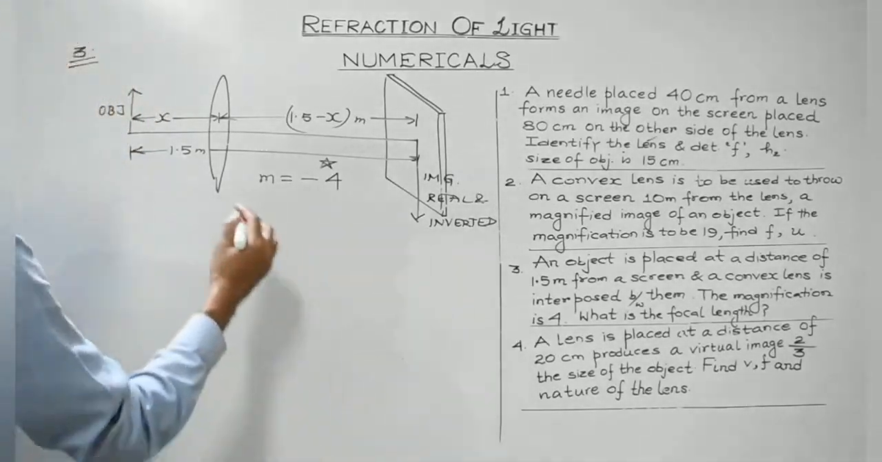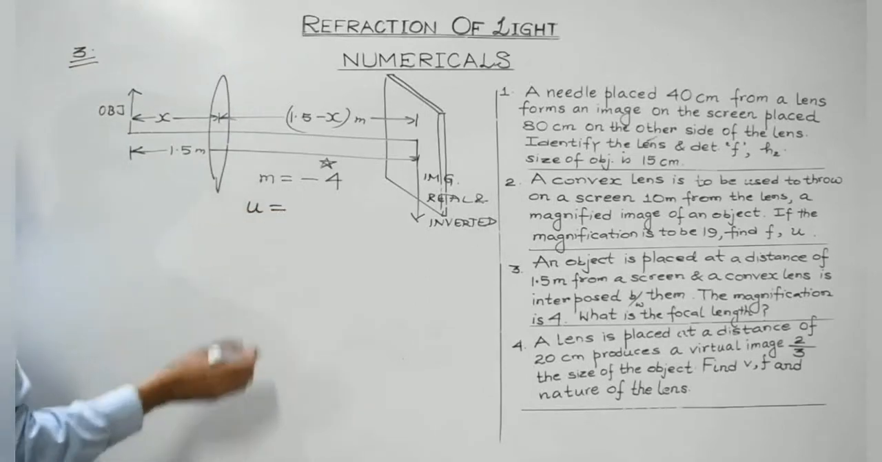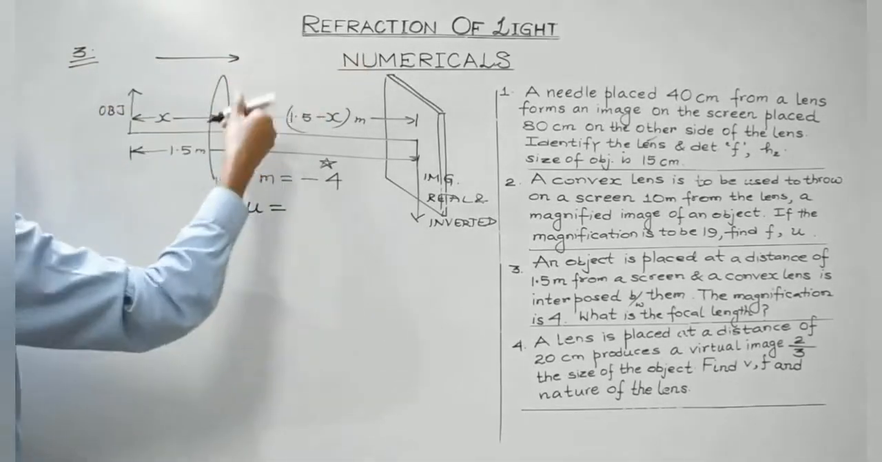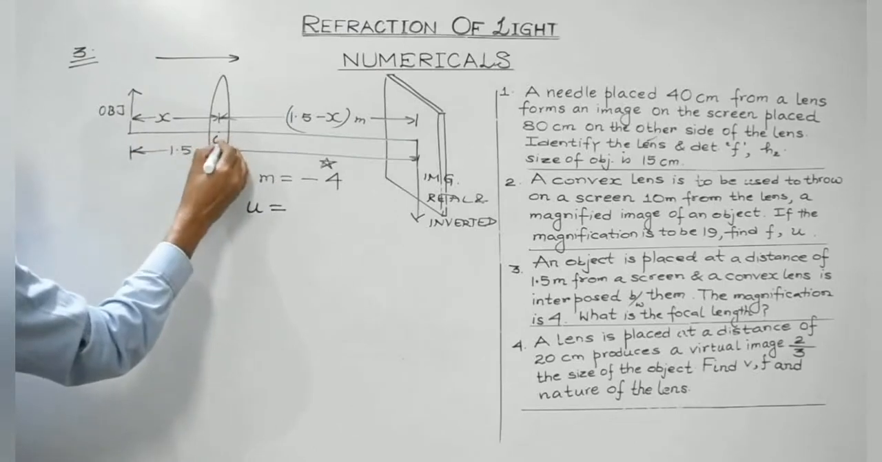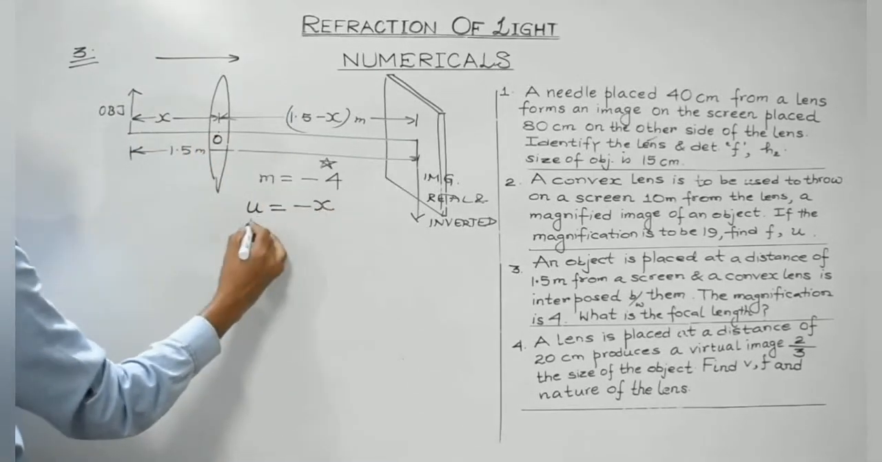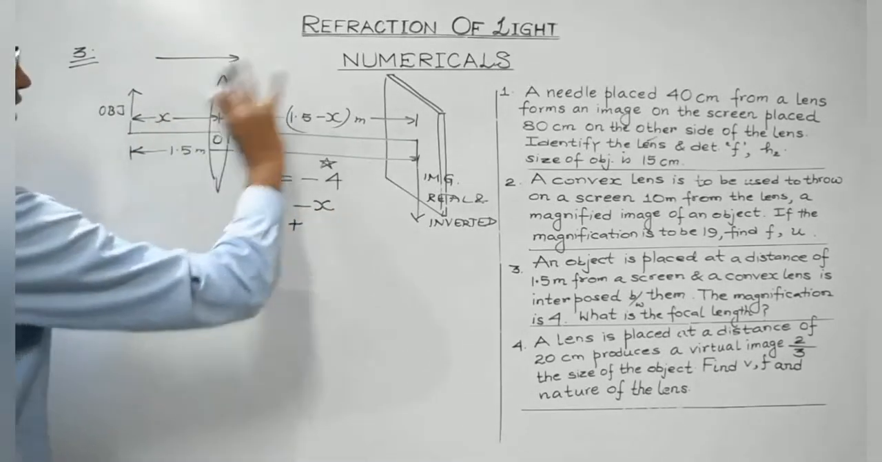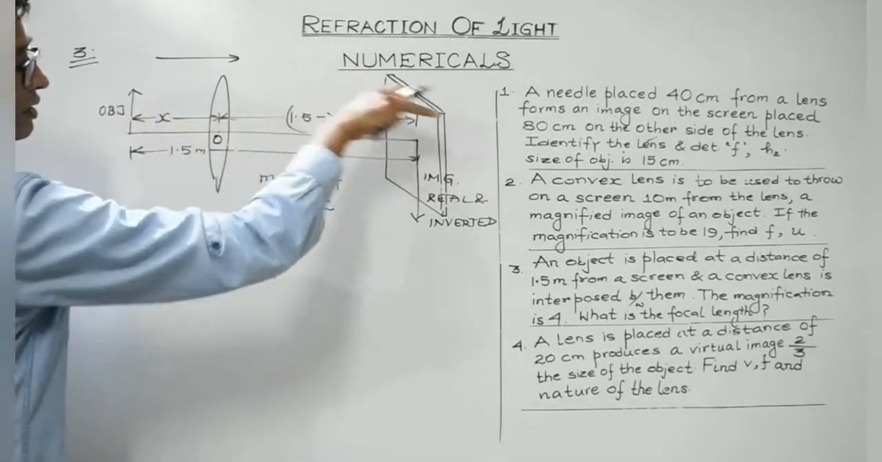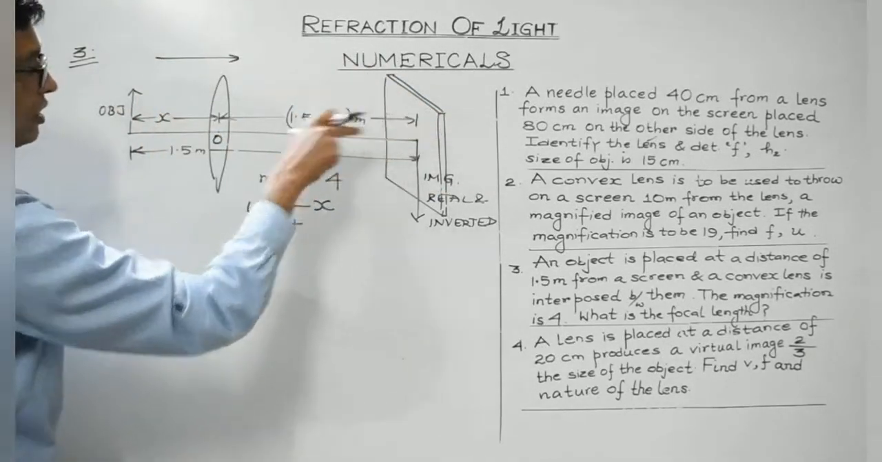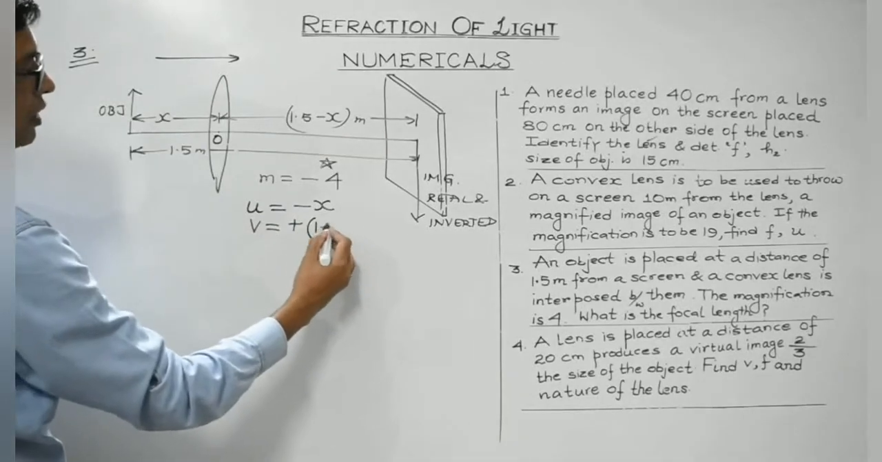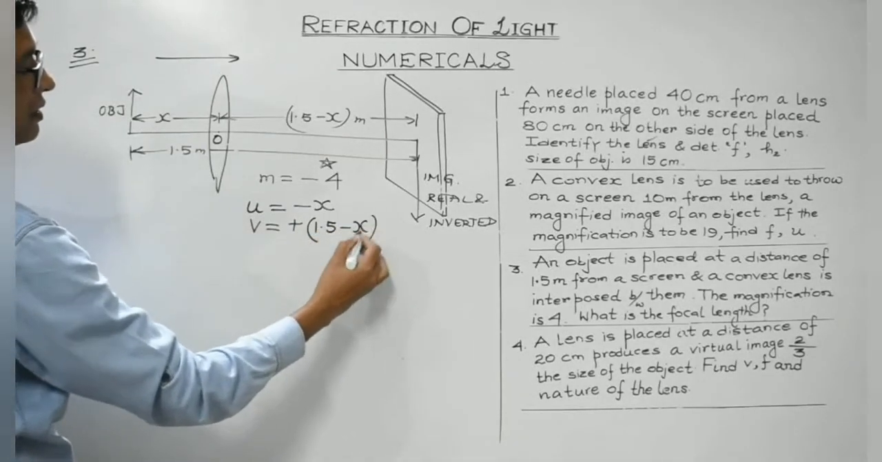Right? What about U? Make use of sign convention. This is the direction of incident ray. So U is measured along this direction from the optical center. So it is -x. What is V? Image is obtained real. Along the same side as that of the incident ray, it is measured from the optical center, so it will be positive. 1.5 minus x. It's in meters.